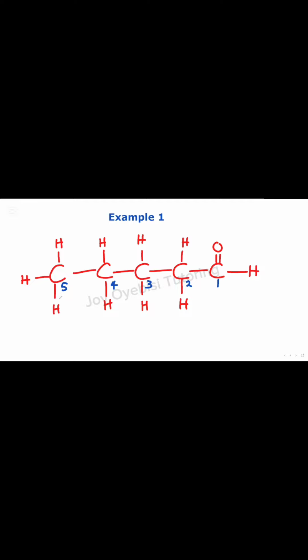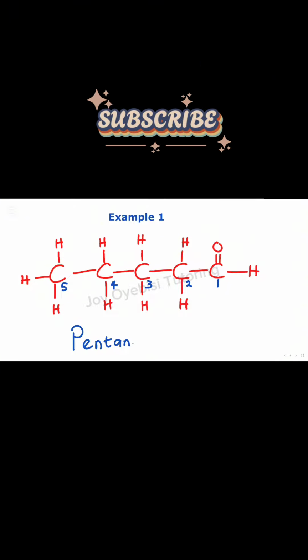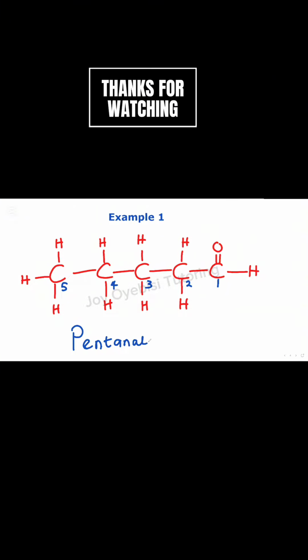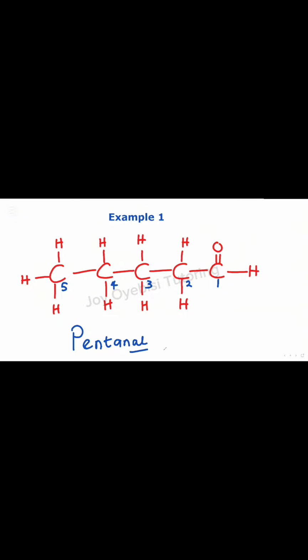Since we have a 5 carbon chain, 5 carbons in organic chemistry is pent. And since you're naming an aldehyde, you're going to name it as if you're naming an alkane. So complete this as if it's pentane, but then we change this E to Al, and that is it. So the name of this compound is pentanal.